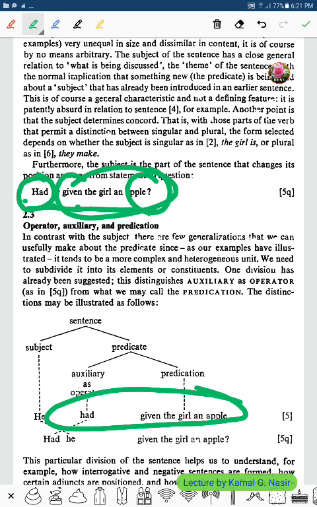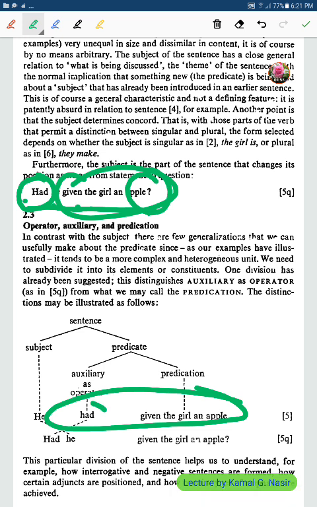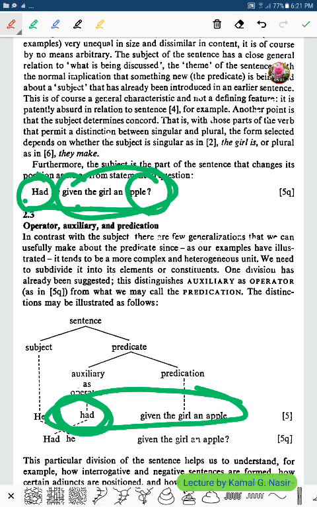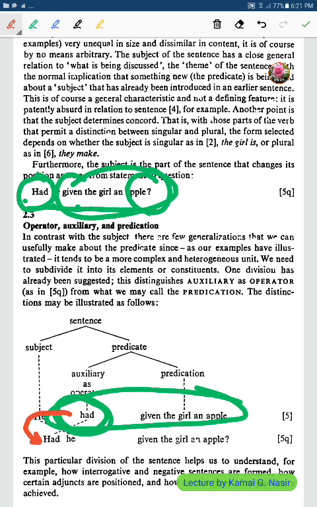What happened? In order to make a question, what do you do? You take the first auxiliary and move it where? To the beginning. The first auxiliary is moved to the beginning. Good. Now, had he given the girl an apple? Good. If there is more than one auxiliary, the first auxiliary is the operator. The first auxiliary is the operator.